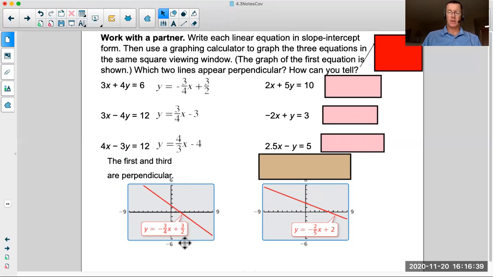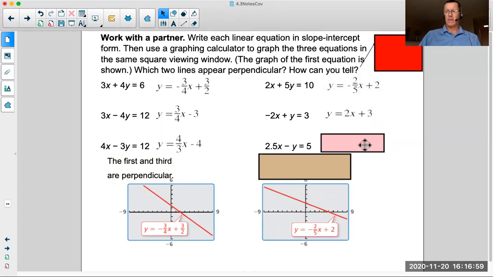And then so you can see down here the graph of the first one. And what did this graph of this last one look like? Well, didn't it kind of come in at this kind of an angle and formed a right angle? Okay, and then try the last 3.